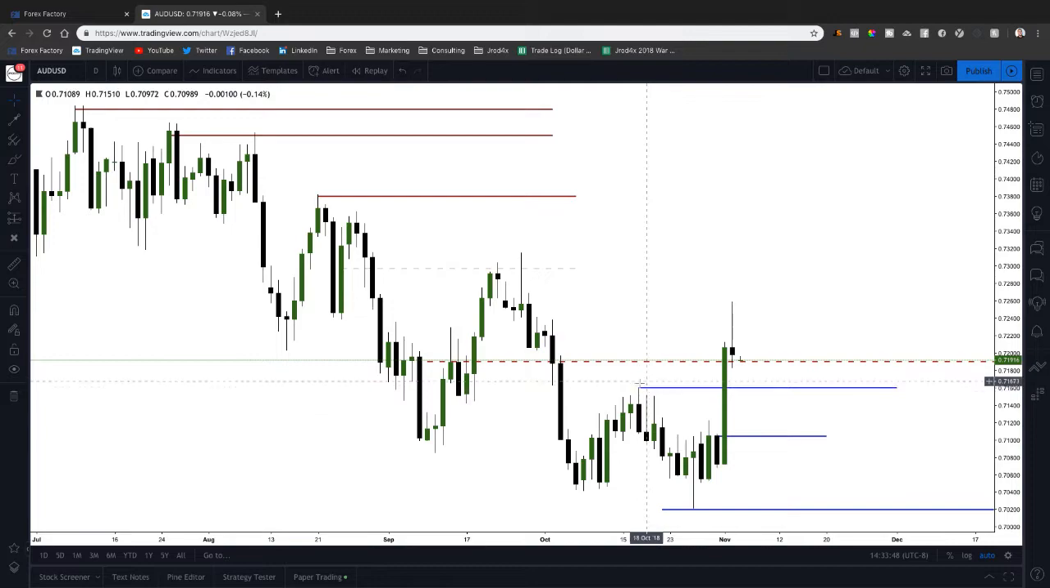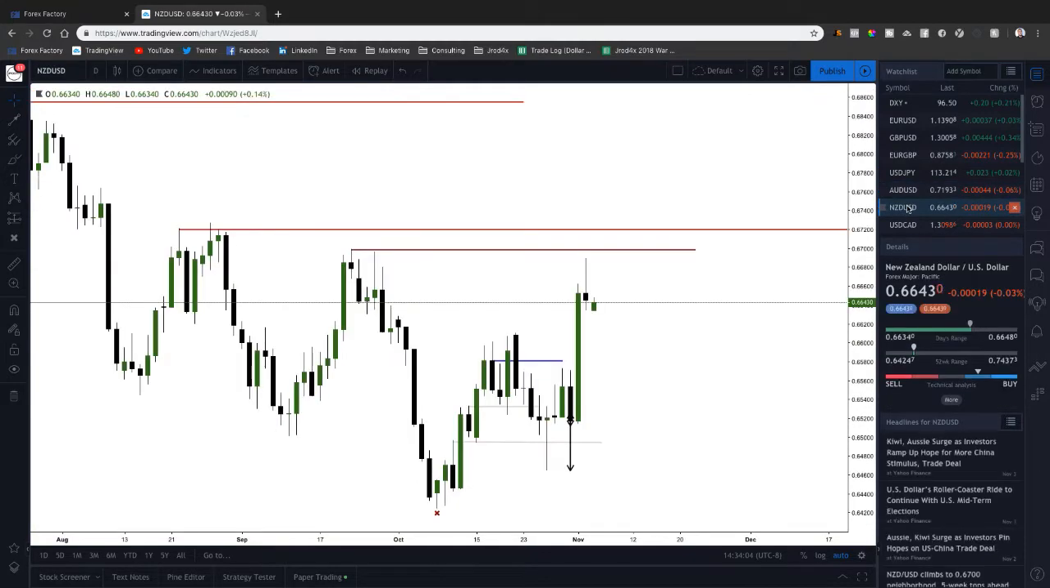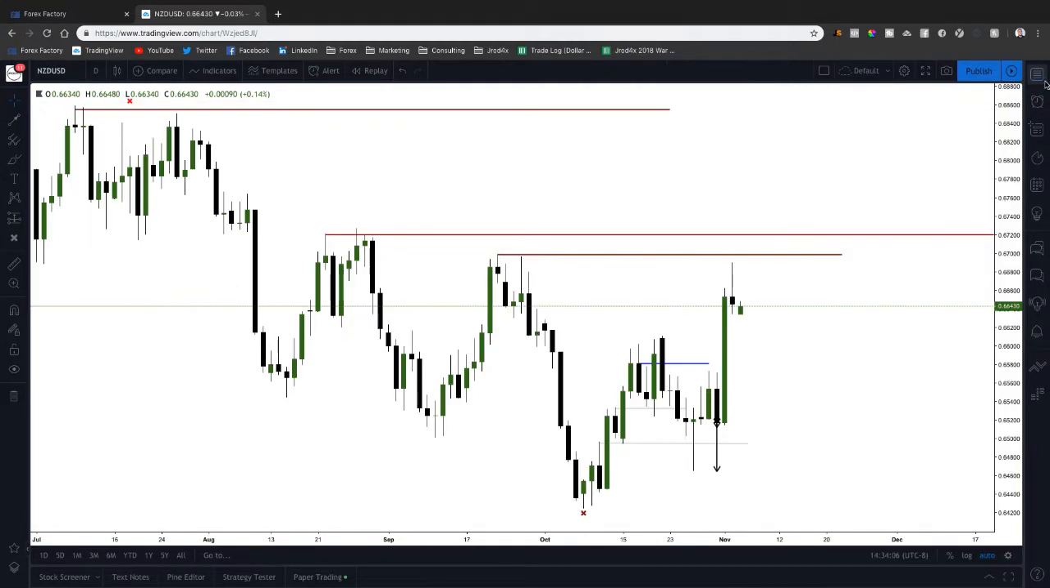If we're showing support here or showing support here at the same time that dollar index is trading into resistance and looks like it wants to head lower, this could be a pair that we can go ahead and place a buy on and get long and look for higher prices. All right, and we've got New Zealand dollar as well. Same thing goes for this one here.